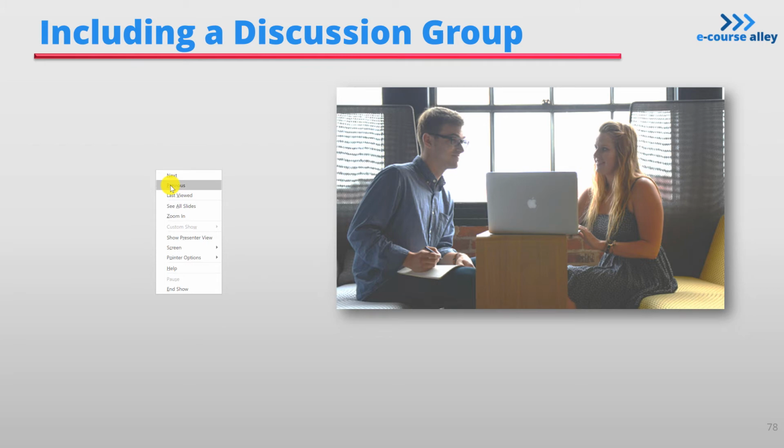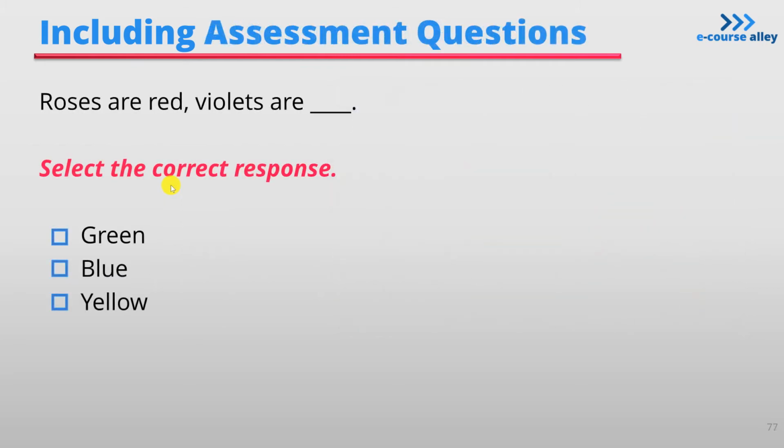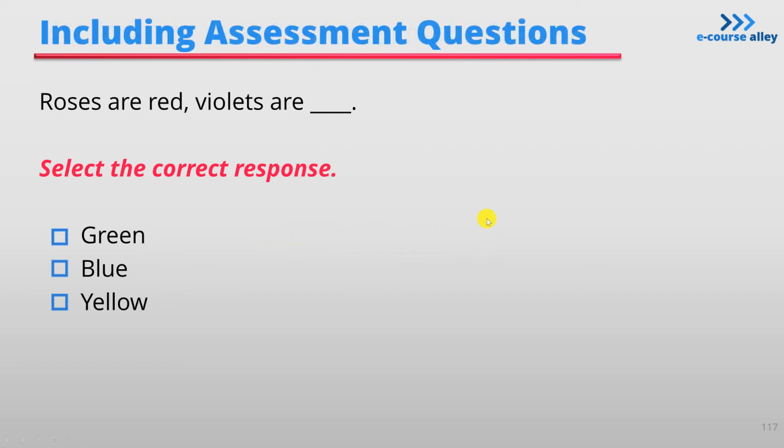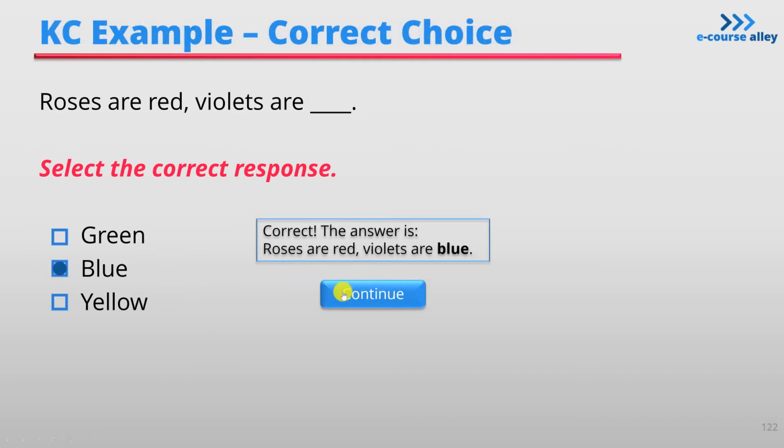I'm just going to go back here. Okay, so let's say I click green first. Oh, incorrect. Please try again. So I close that, and let's say I click blue on the second attempt. Oh, got it correct.